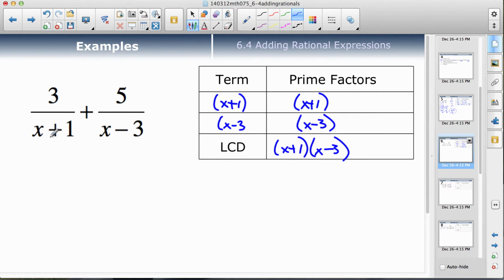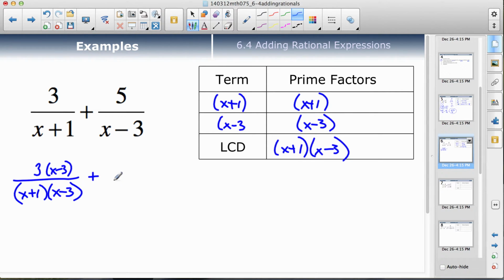So I need to change this, so it looks like that. So instead of x plus 1, it's going to be x plus 1 times x minus 3. Okay, I'm sort of skipping a step here. What did I do to this to get this whole thing? Obviously, I multiplied by this x minus 3 there. So if I did that to the bottom, I've got to do that also on the top. And I still have that 3 out front.